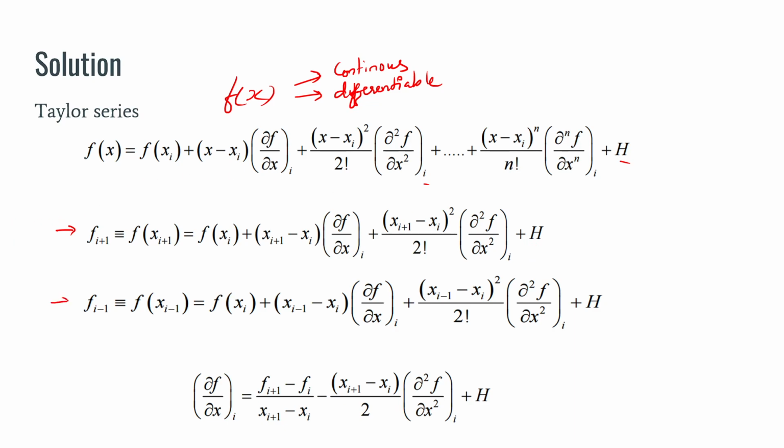Again, if we are moving backwards, that is, if we are moving a step behind i, it will be i minus 1. So f of i minus 1 will be f of x i minus 1, which can be written as f of x i plus (x i minus 1 minus x i) into dou f by dou x at i plus (x i minus 1 minus x i) the whole square by 2 factorial into dou square f by dou x square at i plus h, because we are substituting all the x's with x i minus 1.